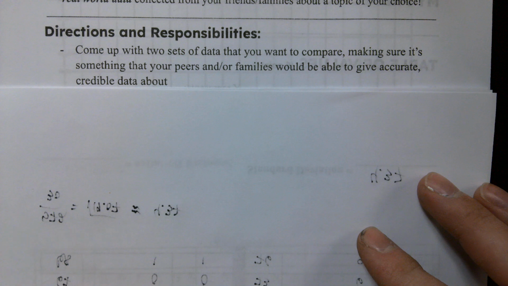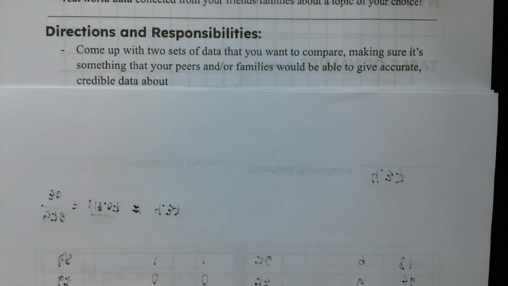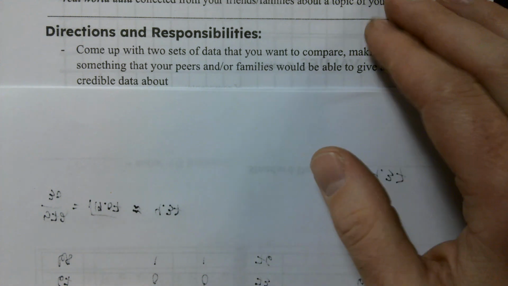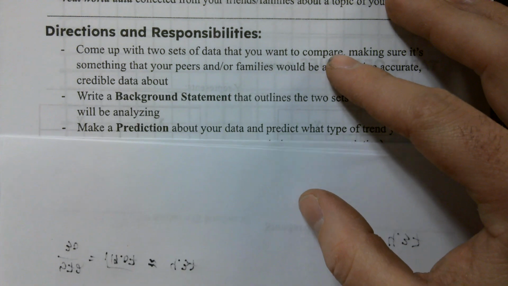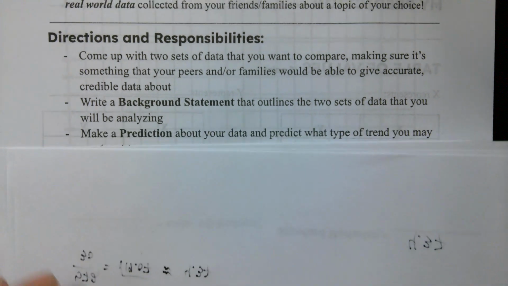Most of it's going to get done in class. The focus today is going to be for you guys to figure out what are your two sets of data that you're going to be comparing. We'll talk about some examples in a second. You're going to write a background statement outlining the two sets of data. Very simple, as you'll see.